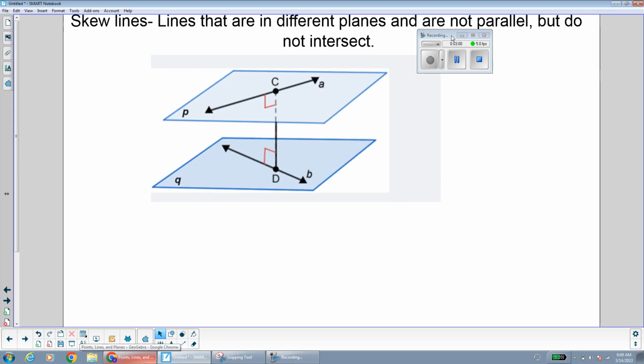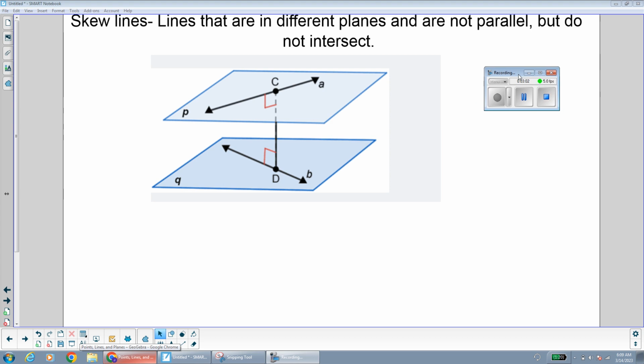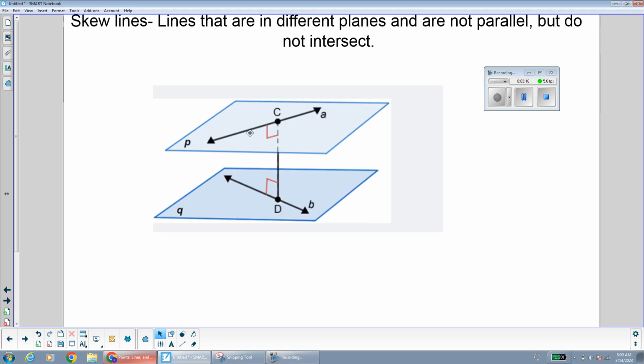I also want to mention skew lines. Skew lines are lines that are actually in different planes. They are not parallel, but they do not intersect. So if you take a look at the 2 lines here, they're not parallel to each other. And if they were in the same plane, they would intersect. But since they're in different planes, they don't intersect even though they're not parallel, so we call them skew lines.